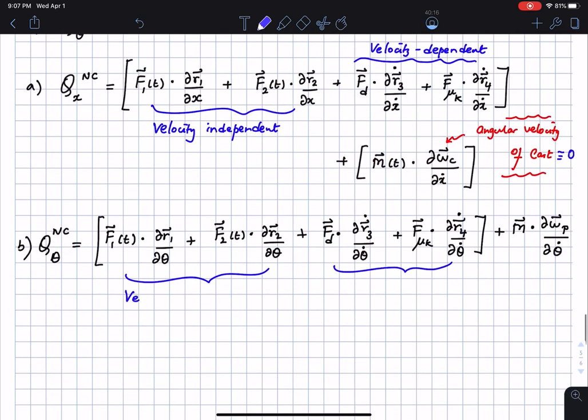Okay, so this is velocity independent and this is velocity dependent. And you see that this is quite laborious, right? This is not fairly straightforward or anything, but this is the best way you can handle these kinds of non-conservative forces. They're quite messy, but we don't have any other recourse.